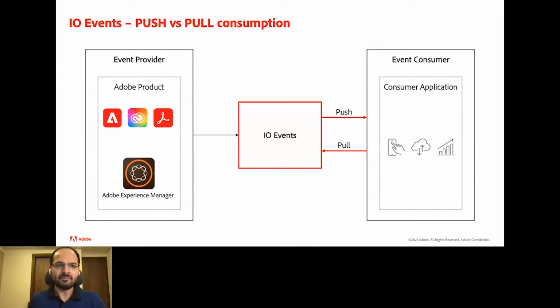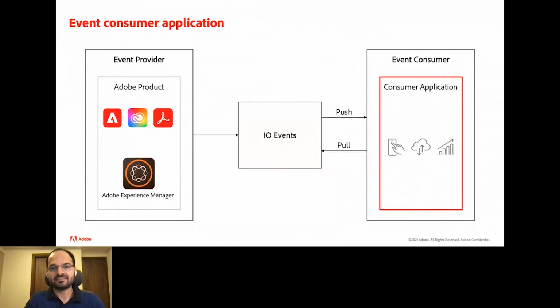Okay, in our case, it's a low throughput case. We'll just run a couple of events. So we will use push-based delivery for our consumer app. But how do we bring this consumer app to life?